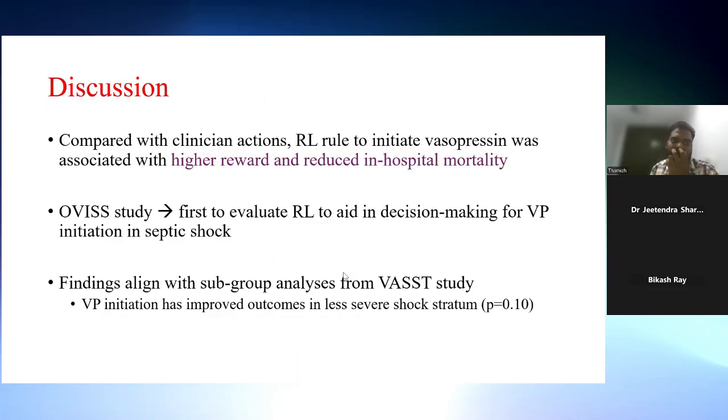So coming to the discussion, compared with the clinician actions, the reinforcement learning based rule to initiate vasopressin was associated with higher reward. That is, the outcomes were better with the RL based rule, and it was associated with reduced in-hospital mortality. This study is the first to evaluate a reinforcement learning method to aid decision making for vasopressin initiation in septic shock. These findings align with the subgroup analysis of the VAST study, which showed a mortality benefit in the less severe shock stratum.